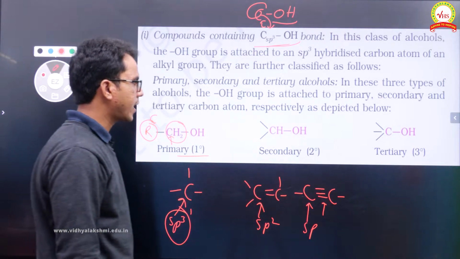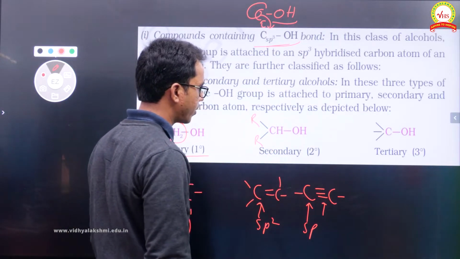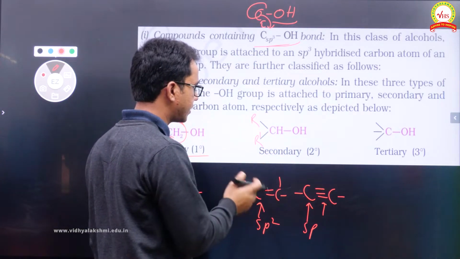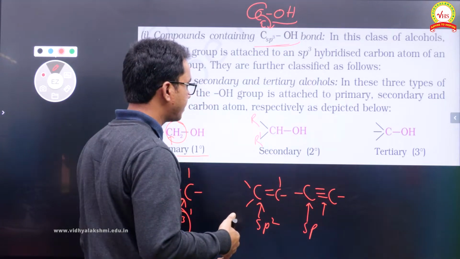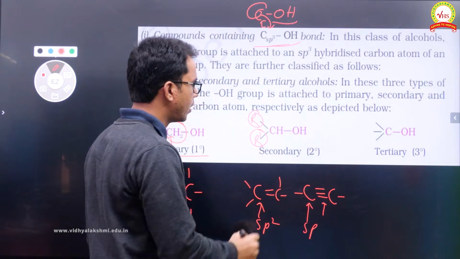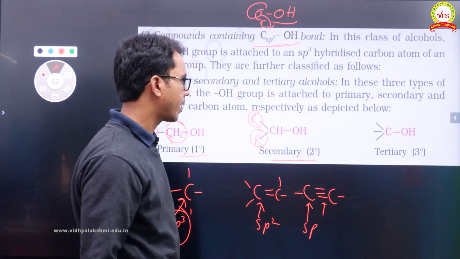If we take the second one, we have two alkyl groups here. These might be the same or different, R' and R'' or R and R. Based on the number of alkyl groups, if it is two, then this particular alcohol comes under secondary alcohol.